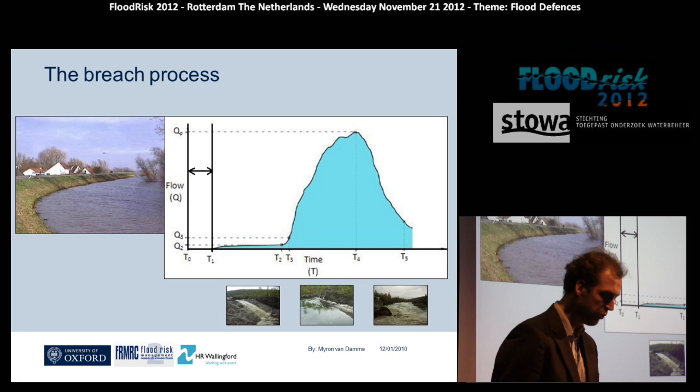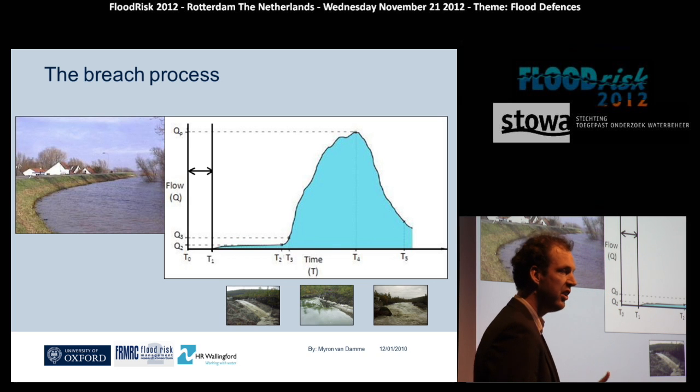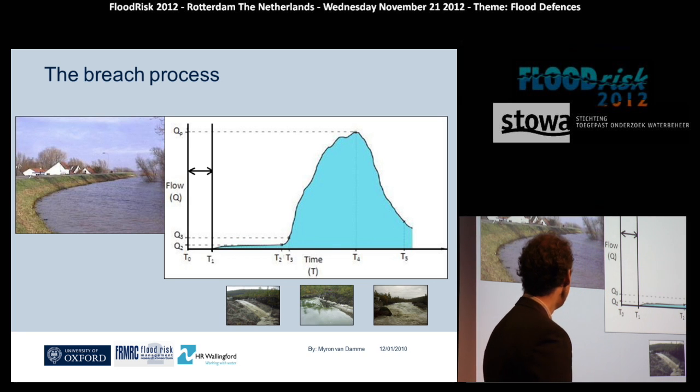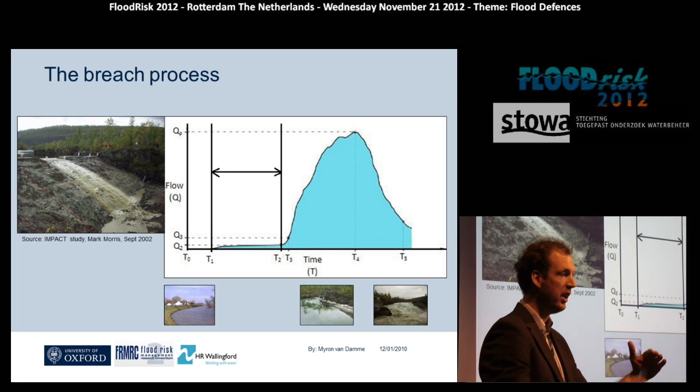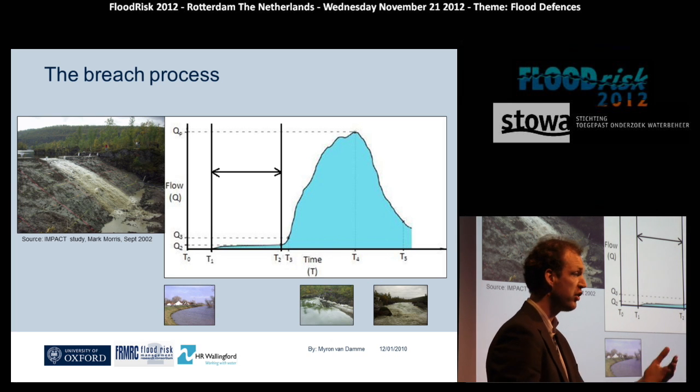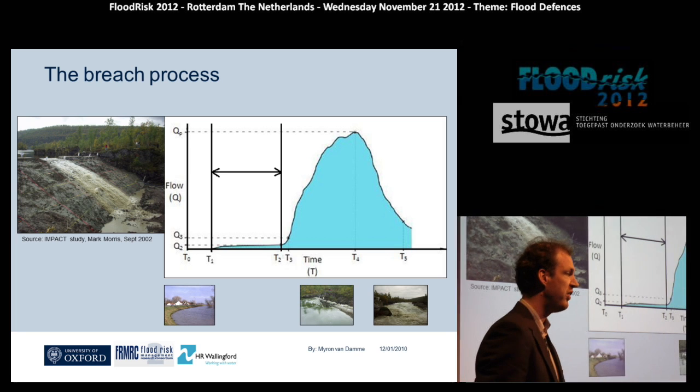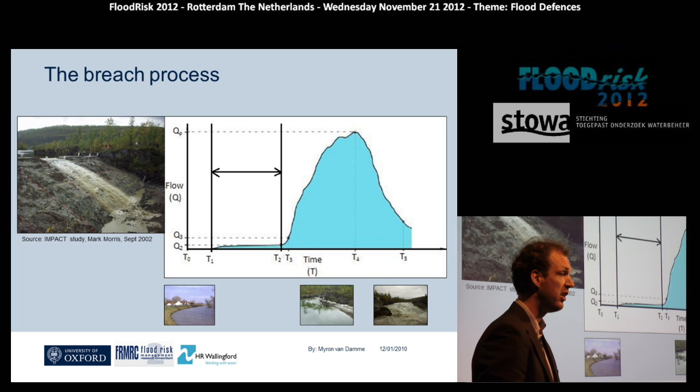To expand on the breach process, here you see a generic breach hydrograph. I've divided it into 4 stages for now. In the first stage, the embankment is intact and nothing happens. Then the water level rises in the river and it starts to overflow. At that moment, the water will start eroding the embankment surface. First, the grass cover will fail, and water also starts percolating into the embankment itself. It may affect the geotechnical stability of the embankment.